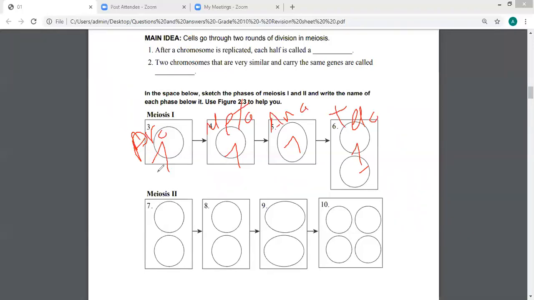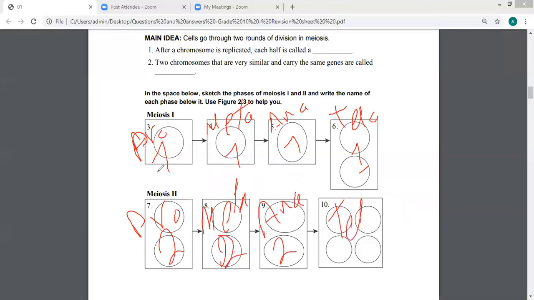Mahmoud, meiosis 2? Yes. Meiosis 2. Prophase 2, same thing but with 2. Good. Prophase 2, metaphase 2, anaphase 2, telophase 2. Good. These are the phases of meiosis division, whether it's meiosis 1 or meiosis 2.